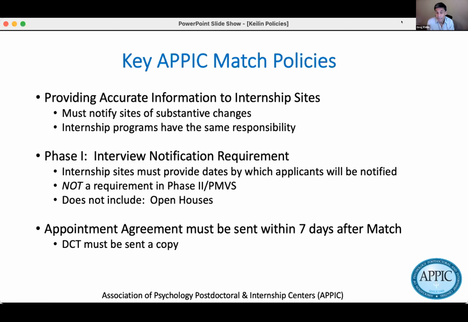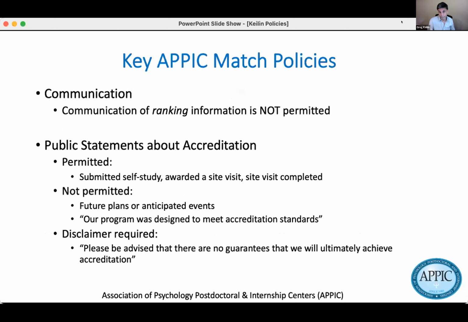Another requirement that APPIC has of internship sites is that after any match or any placement, that they need to send an appointment agreement to the student and to you as DCT within 7 days after that match or placement. And it includes things like stipend and dates of the internship and things like that. We just want them to get that in writing quickly. And I think if you don't get that, that would definitely be something to follow up with the site about.